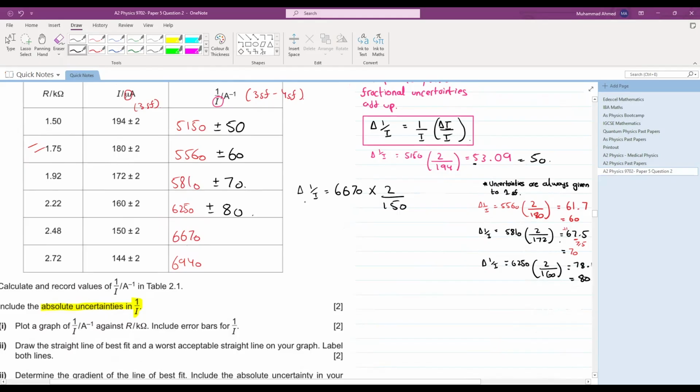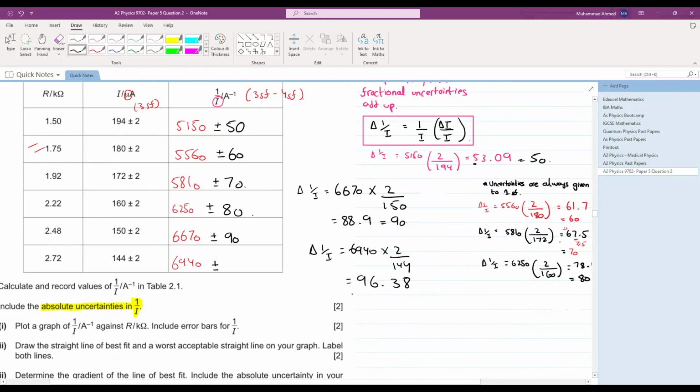6670 multiplied by 2 divided by 150. This answer comes out to be 88.9, which is roughly equal to 90. If written to one significant figure, 90 is your answer here. The last uncertainty. Absolute uncertainty in 1 over I is equal to 6940 into 2 divided by 144. Simple. 6940. Perfect. This comes out to be what?